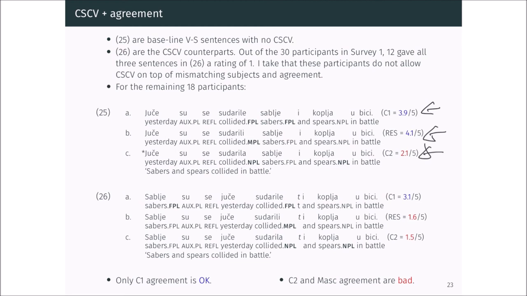Now let's look at sentences with CSCV. As you can see, the first conjunct or the closest conjunct, which is agreeing with C1, remains acceptable, which is 3.1. Whereas the resolved agreement is 1.6 out of 5, and the C2 agreement is 1.5 out of 5. Just like predicted by the nonlinear approach, when the first conjunct is moved, the resolved agreement and C2 agreement are not available. Only the C1 agreement is available.